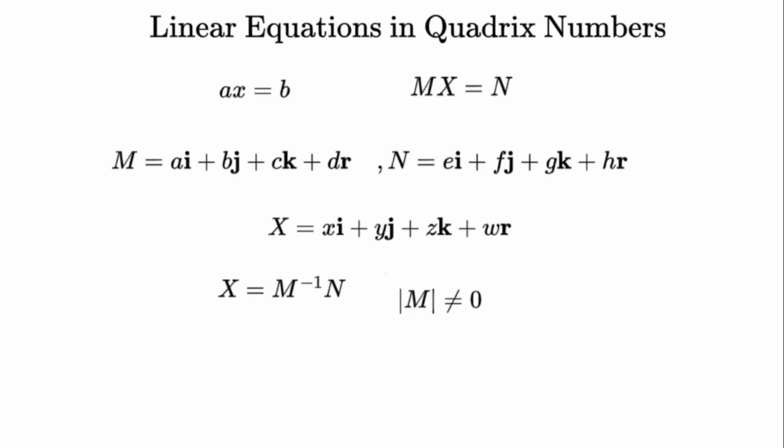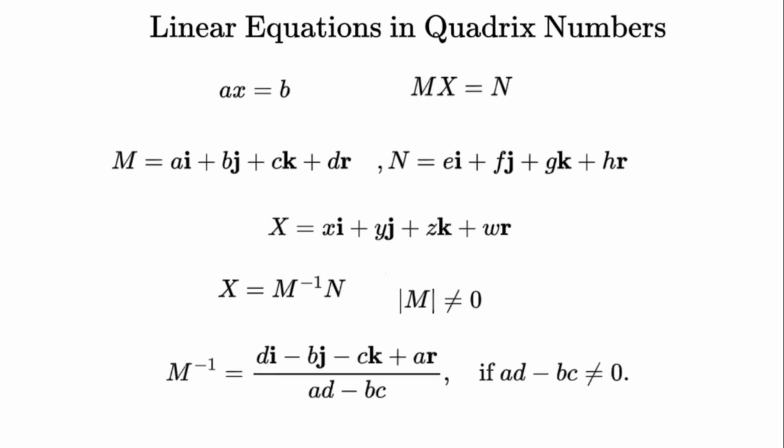We'll use quadrix multiplication and the inverse formula to compute x. Our goal is to find x algebraically, avoiding matrix methods, and verify the solution. Let's derive the method clearly. To solve m times x equals n, we need x equals m inverse times n. The inverse of m equals a times I plus b times j plus c times k plus d times r is m inverse equals d times I minus b times j minus c times k plus a times r, divided by a times d minus b times c, if a times d minus b times c is not equal to 0.